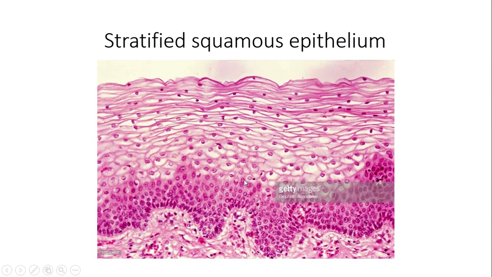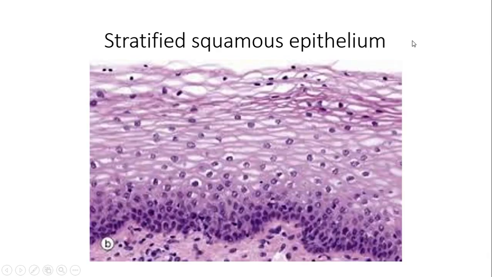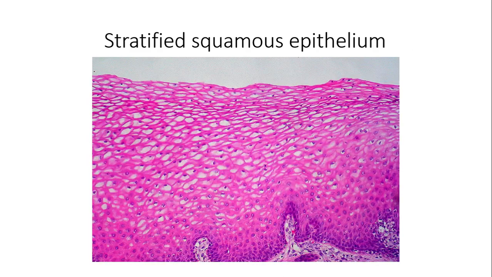Here's another example where you have the basal layer and then you have these layers going up, and they don't look squamous at the bottom, but as you start to get to the top, they start to flatten out. So this is another stratified squamous. Same exact thing, don't really have to go over this one, and basically same exact thing here.